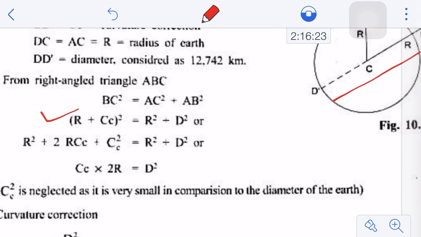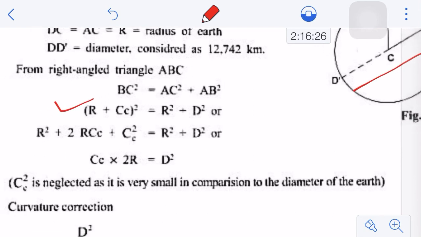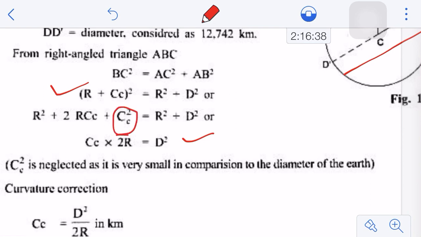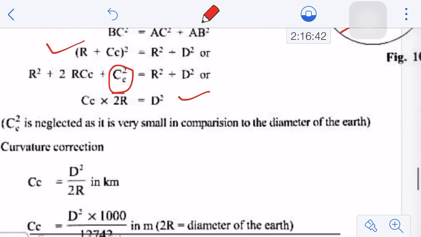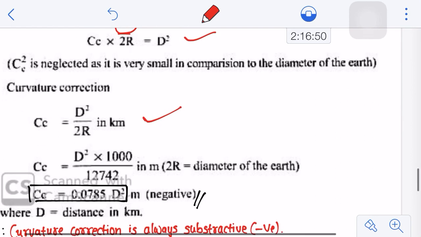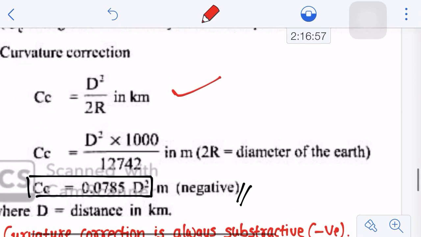Once you put all this in and simplify it, you will get D square equals CC into 2R. CC square is neglected here, as it is very small in comparison to the diameter of the earth. So you get the final form as D square equals 2R into CC. Finally, your curvature correction CC equals D square upon 2R, and it would be in kilometers. If you calculate in meters, the formula would be slightly different. We can also put in the value of the radius of the earth, as we already know.